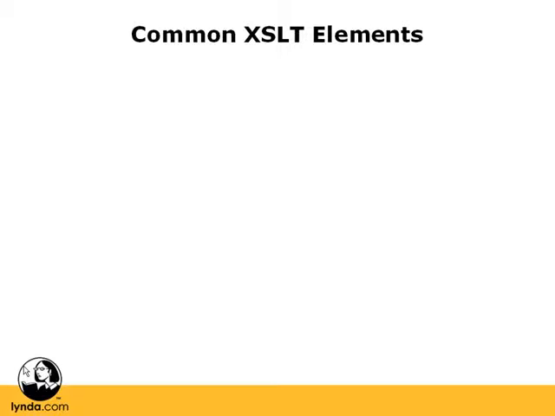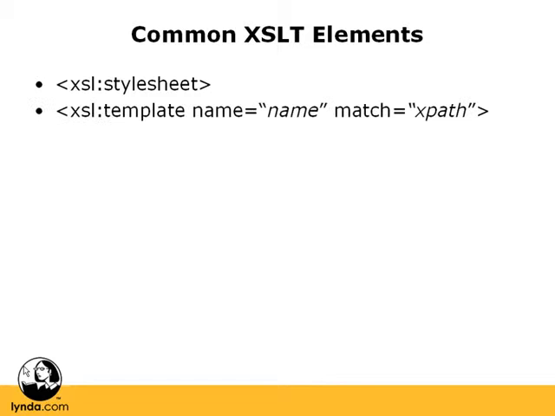So before we take a look at our first XSLT style sheet, let's take a look at some of the most common XSLT elements that you'll be using when you write your style sheets. The first, of course, is the style sheet root tag. This is the tag that encloses the entire style sheet. And inside your style sheet, you'll have one or more of these template tags. And again, you'll either give them a name or a matching expression or both. And these determine how and when the template is applied to the XML data.